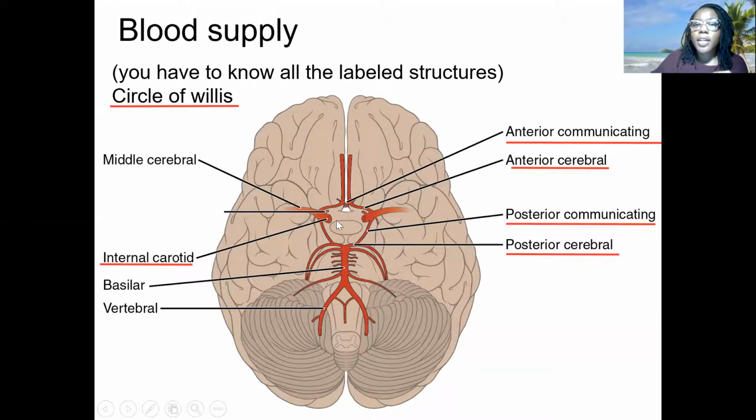So what we can see here is a cut surface of this internal carotid artery as it ascends and communicates to the middle cerebral artery. But it's basically bringing fresh blood from the carotids, which are coming immediately from the heart.